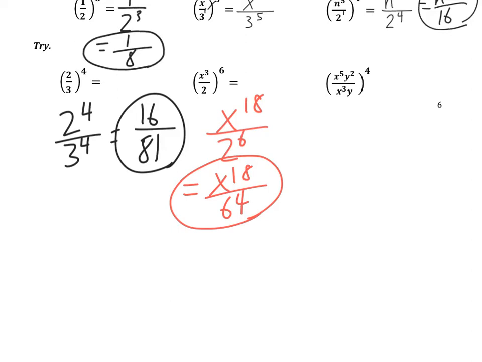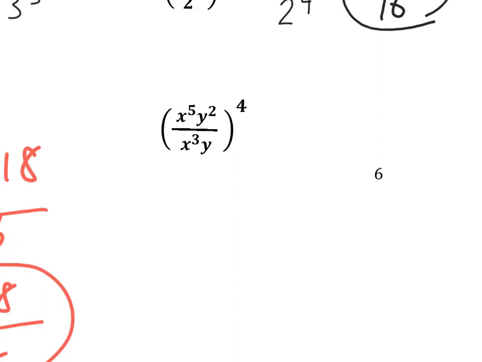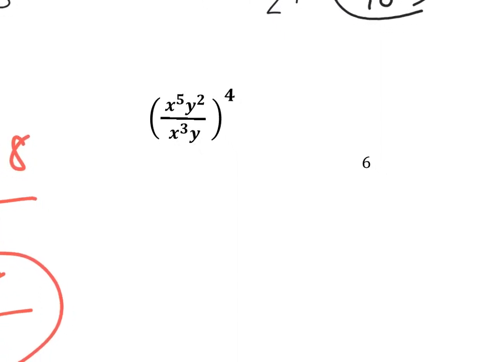For the last one, again, you have 2 separate problems here to deal with. I would simplify what's inside the parentheses first and then go from there. So I want you to think of this as one problem right here and a second problem right here, your x's and your y's. So if I think of x to the fifth over x to the third, what does that simplify to? That simplifies to x to the second, right? Because with division, we keep the base and subtract the powers.